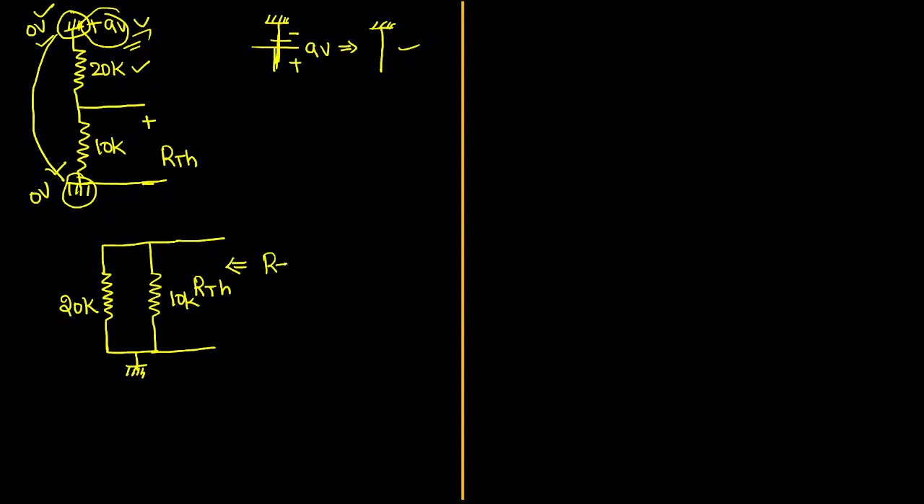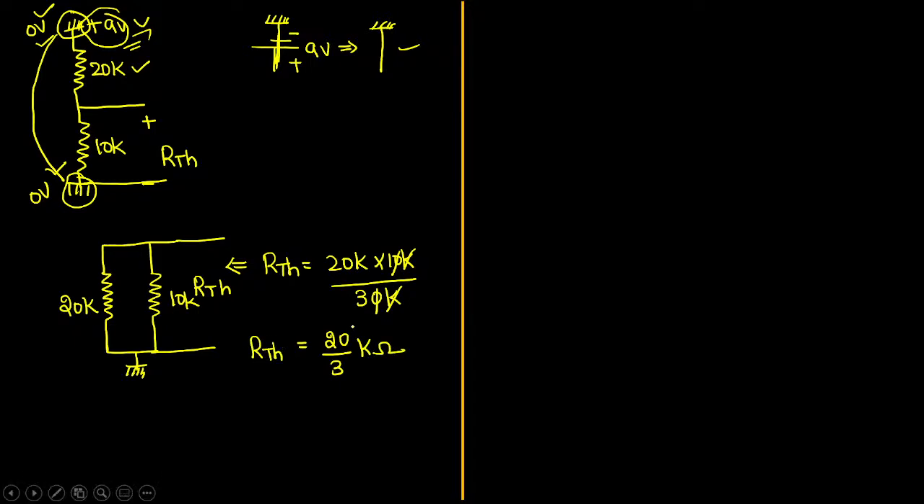So what is the resultant answer? RTH equals 20 kilo ohm into 10 kilo ohm upon 20 plus 10, which becomes 30 kilo ohm. The 1 kilo ohm gets cancelled, the 0 gets cancelled. Finally, it will become 20 by 3 kilo ohm. That is the value of RTH.